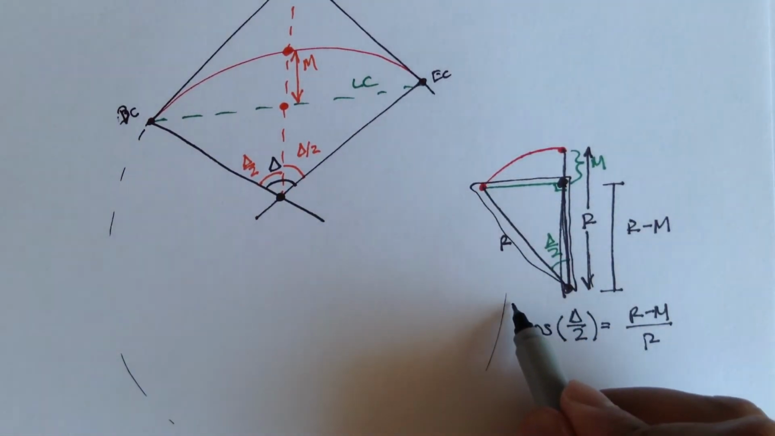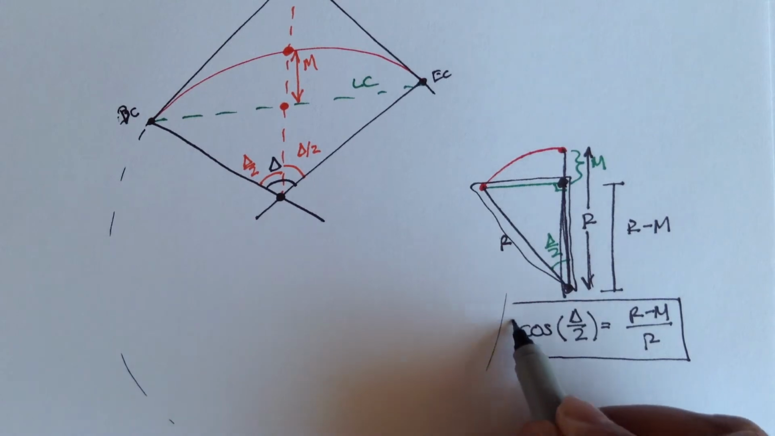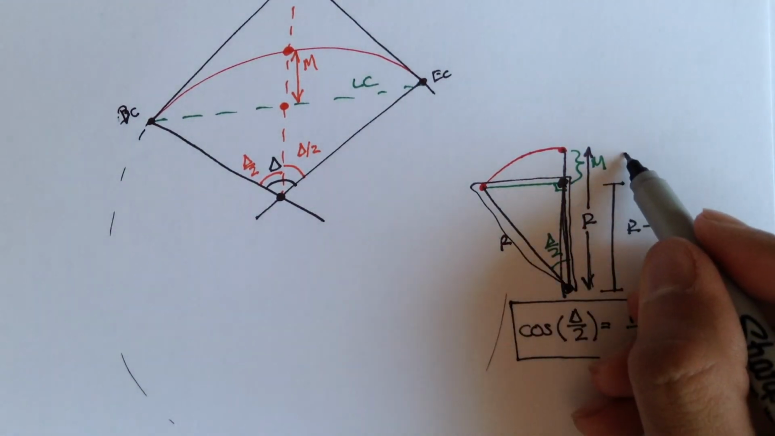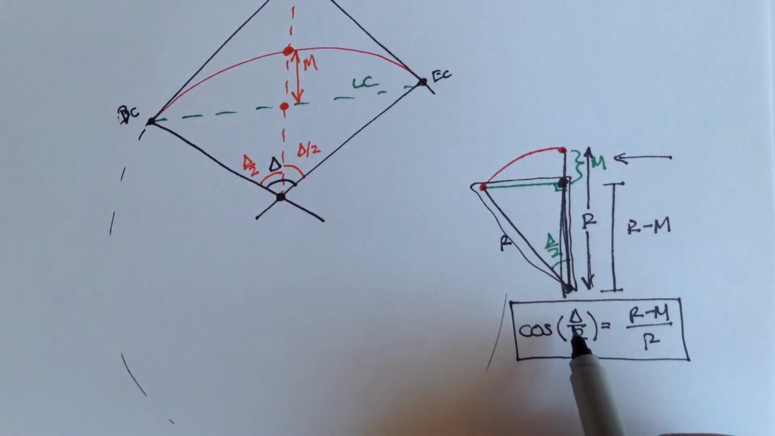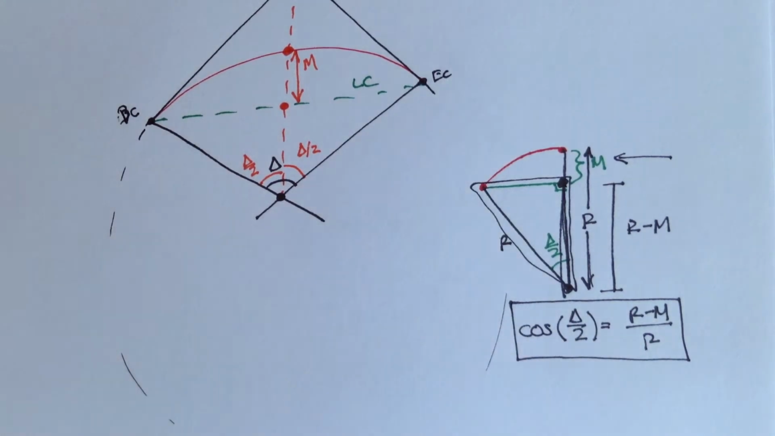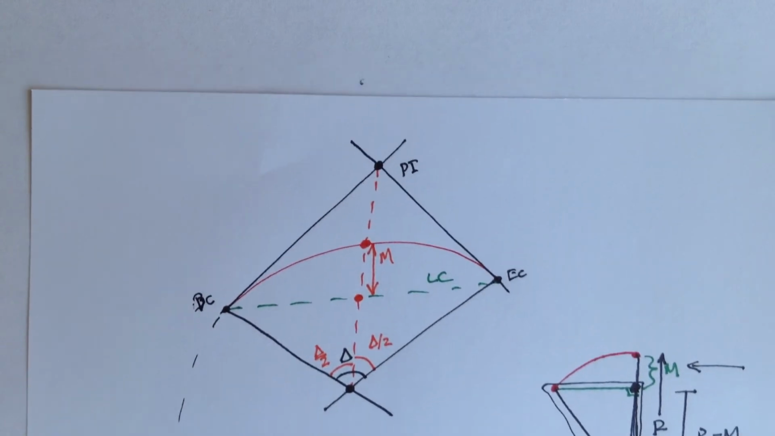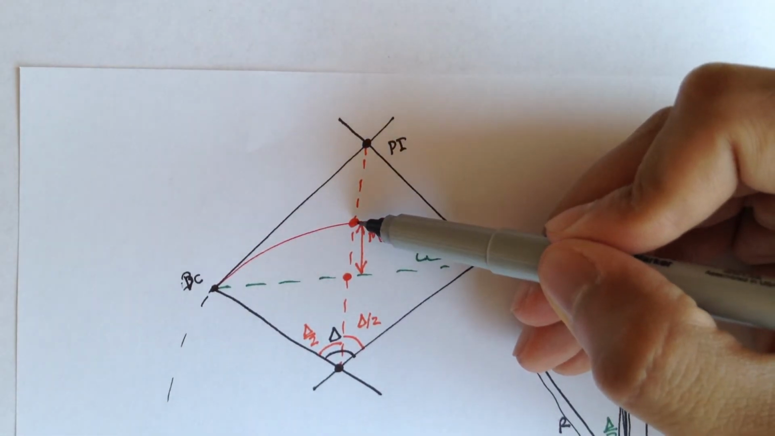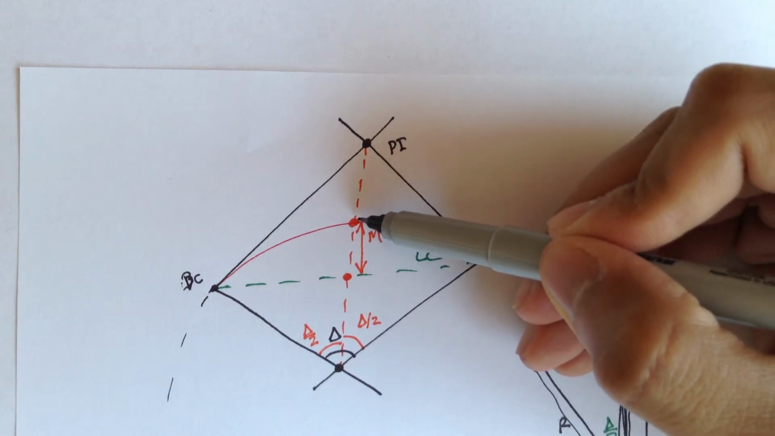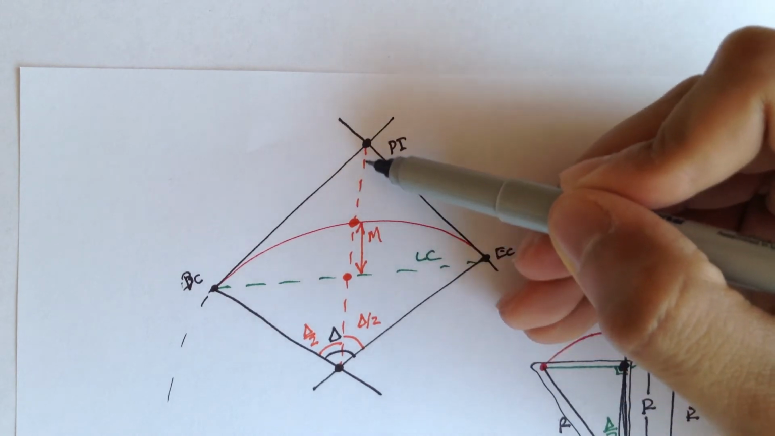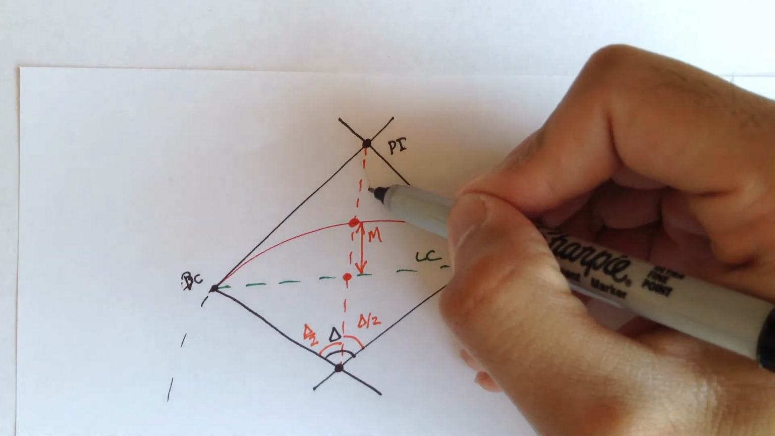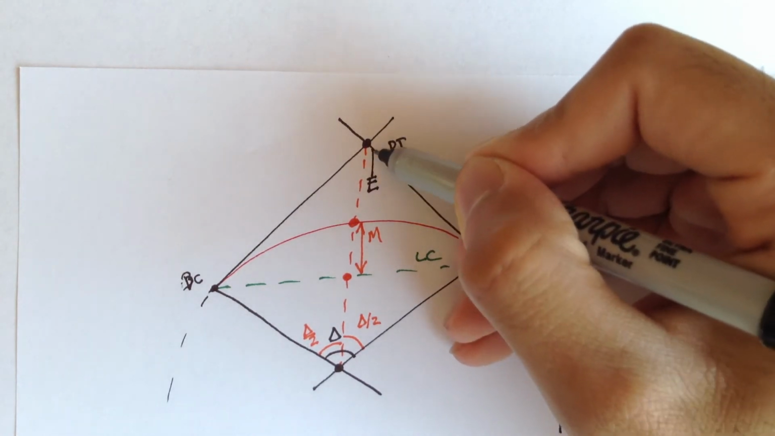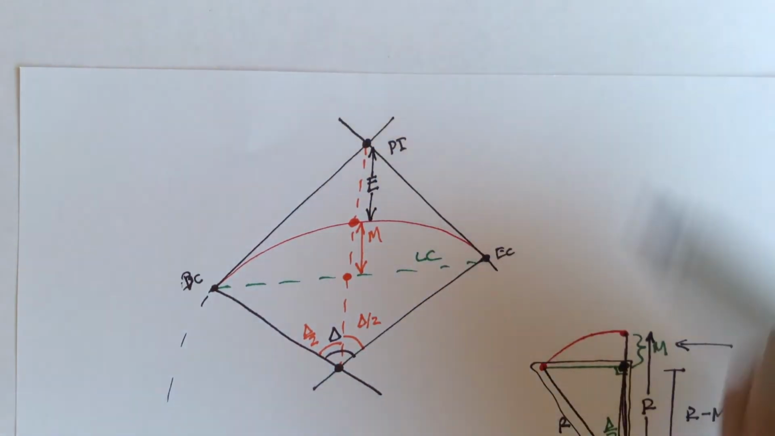So this formula right here we can use to find the middle ordinate, knowing the interior angle and the radius, right? And then the last distance is the external distance. The external distance starts from the curve, so it starts where M ends, and goes up to the point of intersection. This is the external distance.